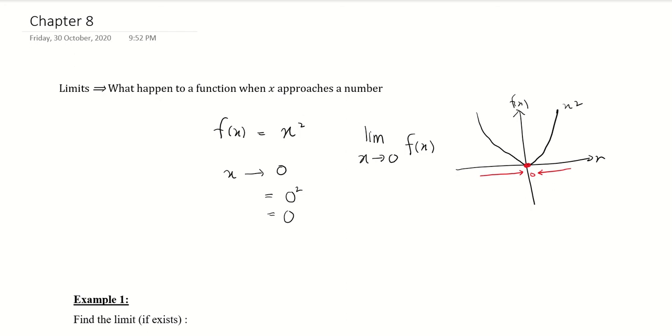Basically, a limit is just substituting the value that x approaches. If x approaches 0, we just substitute 0. That is the basic idea. So remember, a limit is just substitution.